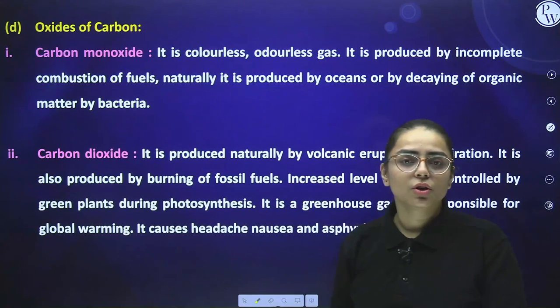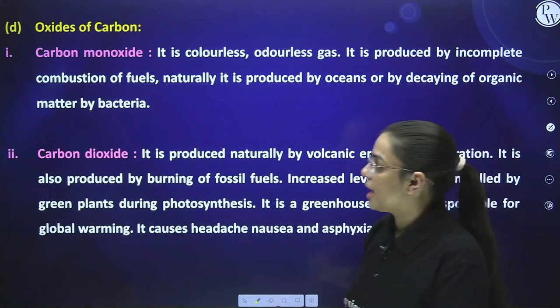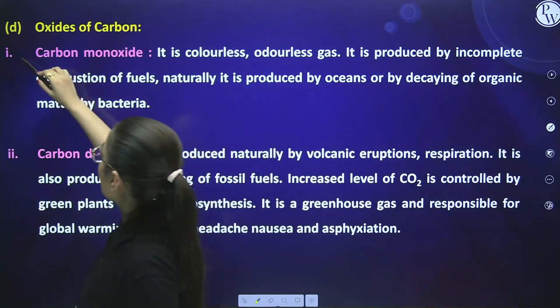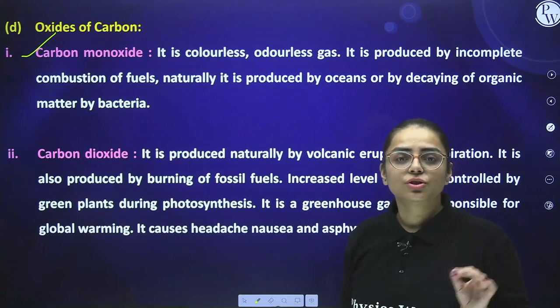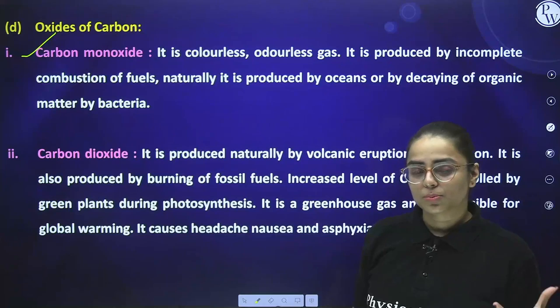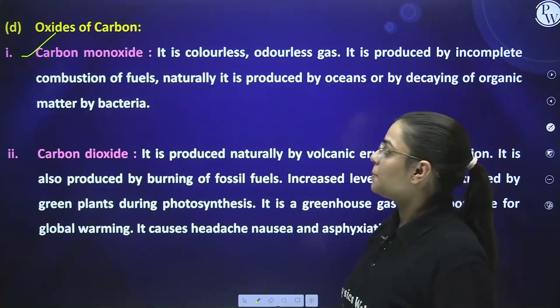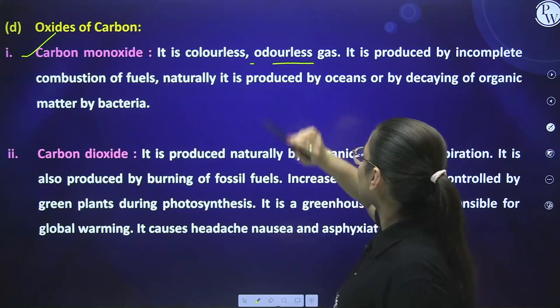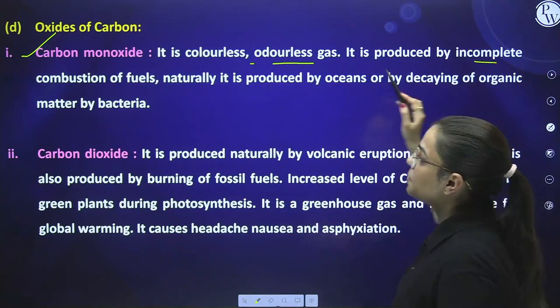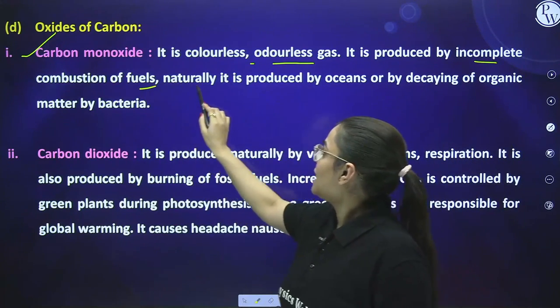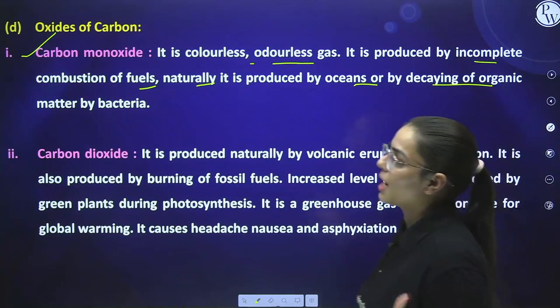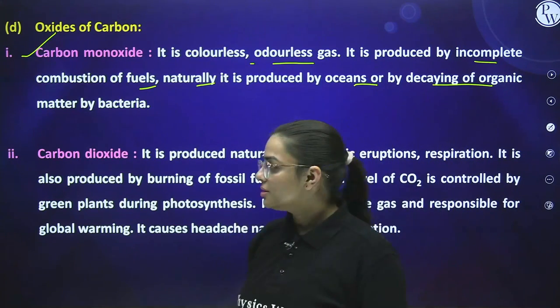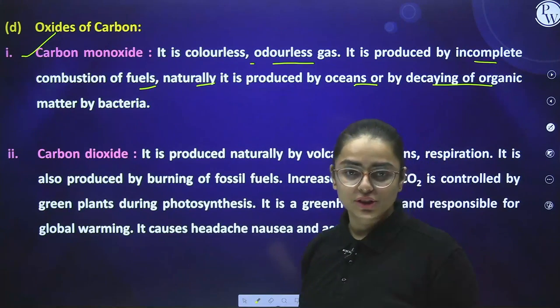Now let us see about the oxides of carbon. It is quite easy. See what happens. Carbon monoxide. How is carbon monoxide obtained? When a limited supply of oxygen reacts with carbon, carbon monoxide is obtained, which is quite harmful. It is a colorless, odorless gas. It is produced by incomplete combustion of fuels. Naturally, it is produced by oceans or by decaying of organic matter by bacteria, right? Other than this, we have carbon dioxide, which I've already told you.